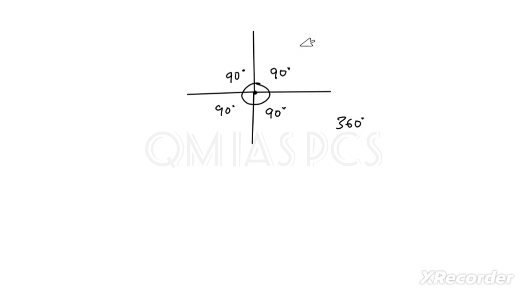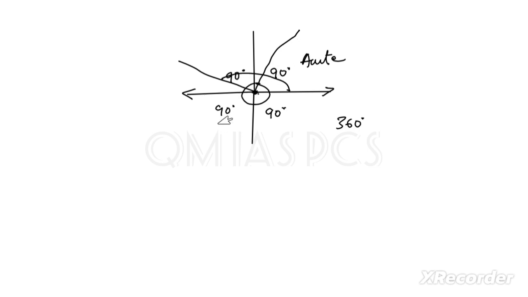If the angle is less than 90 degree like this one, this will be an acute angle. If the angle is 90 degree, then that is a right angle. If it is more than 90 degree but less than 180, 180 means from this ray to this ray, this is 180 degree. So less than 180 means you can consider this one, and this will be an obtuse angle.